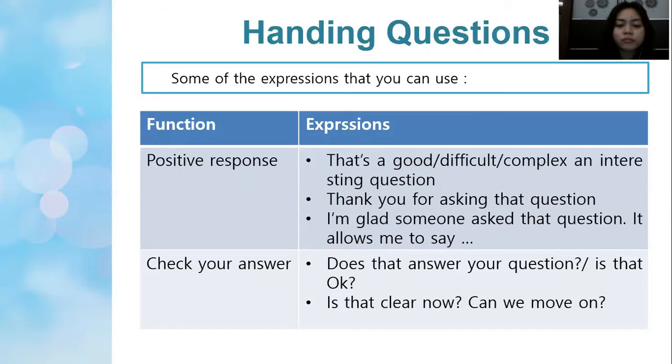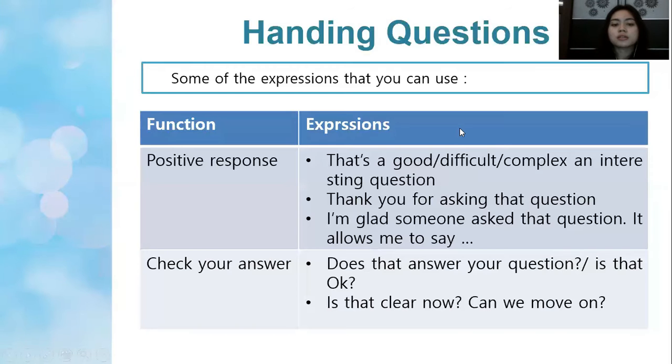There are some expressions that may be used in handling questions. The first one is positive response. The expressions that you can say, for example, are: that's a good, difficult, complex, or interesting question. Thank you for asking that question. And I'm glad someone asked that question. It allows me to say.